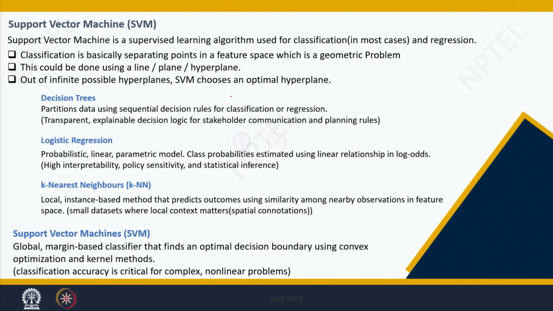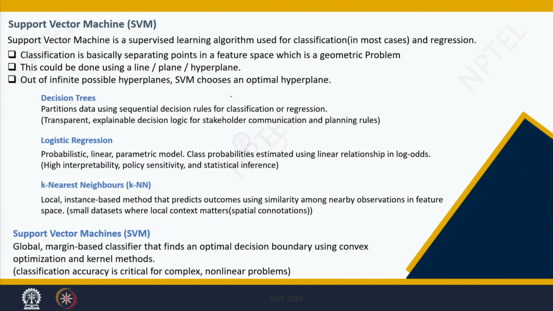In case of a 2D, we would like to choose a line. In case of a 3D, we can choose a plane, or in case of higher dimensional data, we can go for a hyperplane. So that means the classification could be a line or could be some sort of a plane as well. Now, the job of SVM is to find the optimal hyperplane. That means out of any infinite possible hyperplanes, SVM will choose the best possible decision boundary.